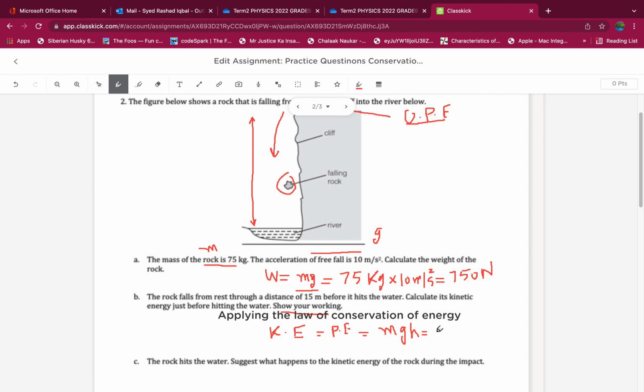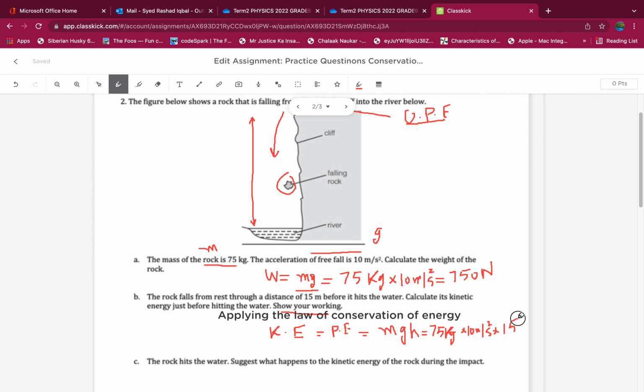What is m? 75 kg. You must write it with the units. Multiplied by g, 10 meters per second squared. This is the free fall acceleration. Look, everything is given to you in the question. You just have to read and understand it. And the height h is also given to you, 15 meters.